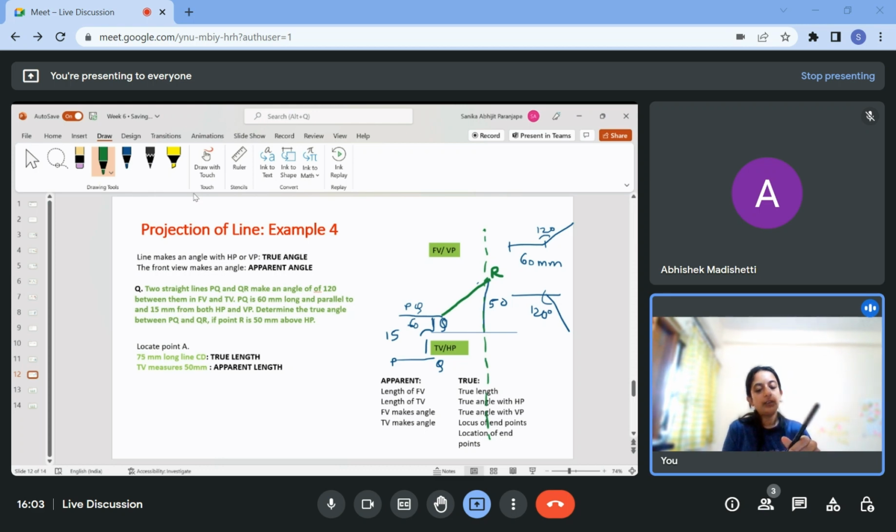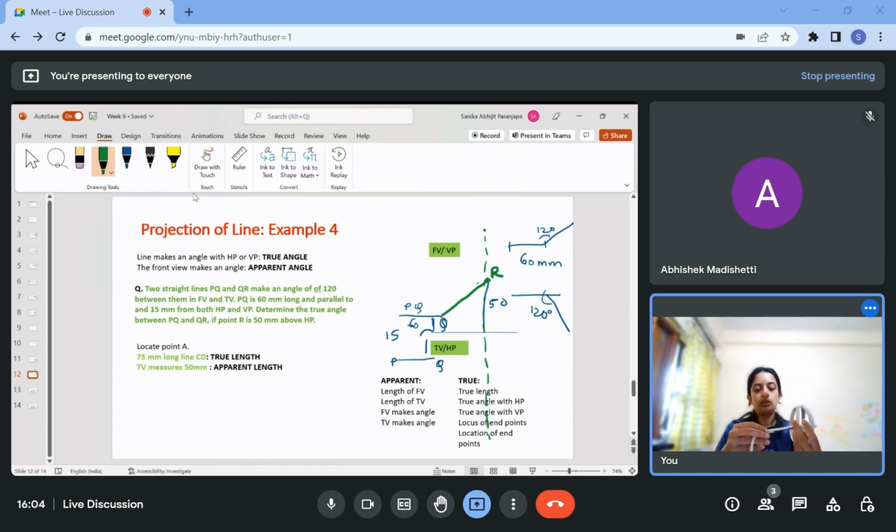Why am I rotating it? Because I want the plane which contains both these lines to be the vertical plane. So that's why I'm trying to rotate this. So when I'm rotating, how do I change the R? The height will change because if you have a cone like this and I'm rotating it like this, right?